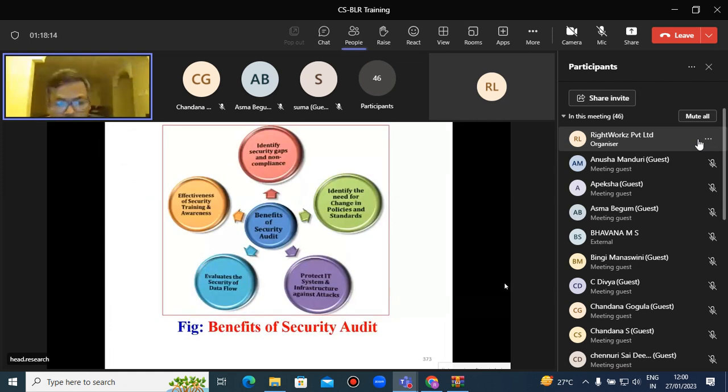And a few more benefits of a security audit. See here: identify security gaps and non-compliance. Identify the need for change in policies and standards. Protect IT systems and infrastructure against attacks. Evaluate the security of data flow and effectiveness of security training and awareness. So these are the benefits of a security audit.